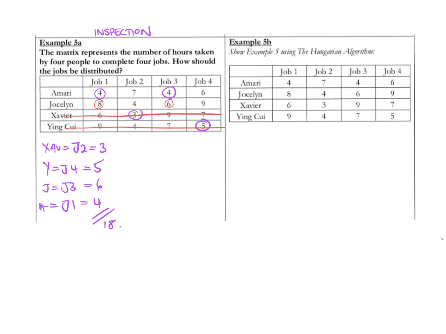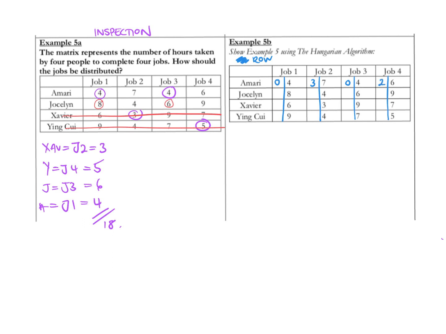Okay, so I'm going to try this 5B, and we're going to use the Hungarian method. So first of all, we're going to do a row reduction. I'm using the same colours I did before. I'll do the row reduction and write them on the left in the blue. So the lowest number in that top row is 4. So that will be 0. That'd be 3, 4, and 2.